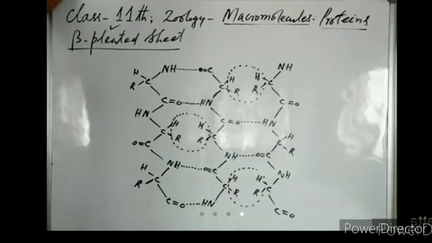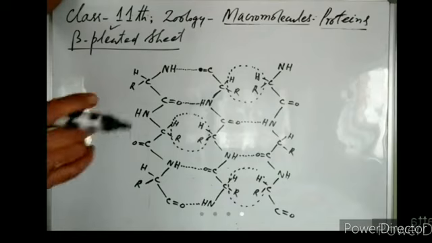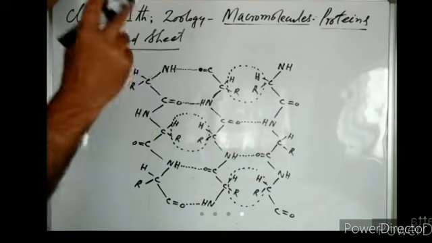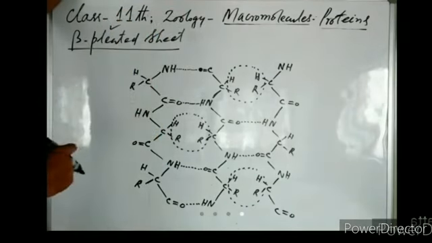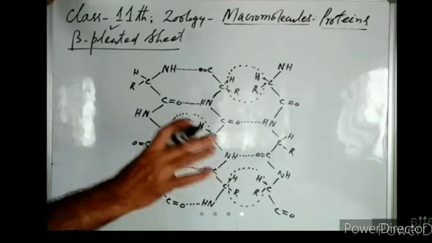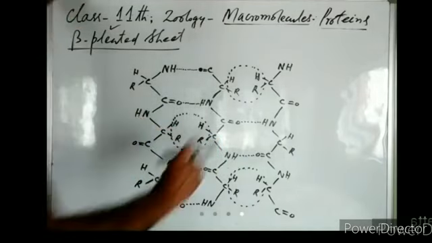In alpha helix, amino acids combined with one another. They formed first a long polypeptide chain. Then that long polypeptide chain became coiled around an imaginary axis. That led to the formation of alpha helix. But in beta pleated sheet, many small peptide chains come parallel to each other.